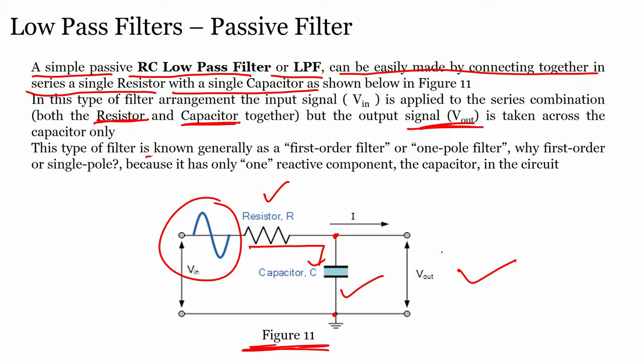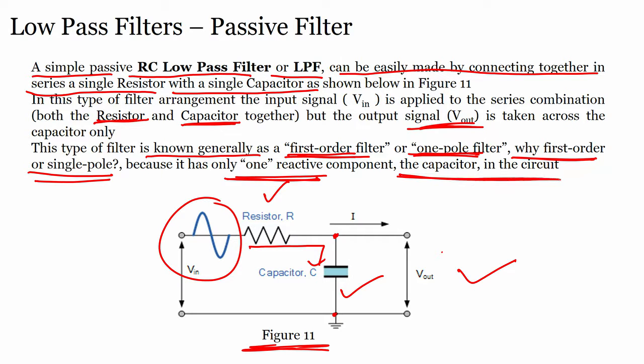This type of filter is generally known as a first order filter or one pole filter. There are second order filters as well, and multi-pole filters, 2 pole filter, 3 pole filter. So, why is it called first order or single pole? Because it has only one reactive component in the circuit, the capacitor. What is the reactive component in this circuit? Only the capacitor, that is why it is a one pole filter or first order filter.